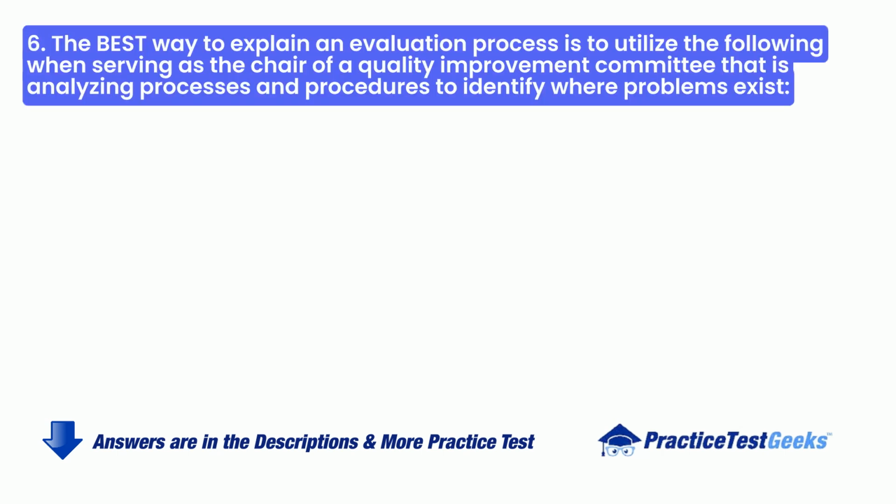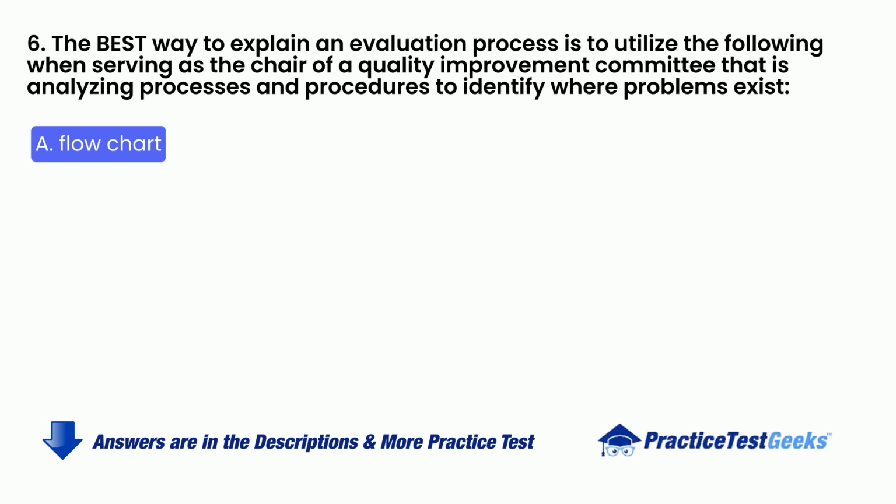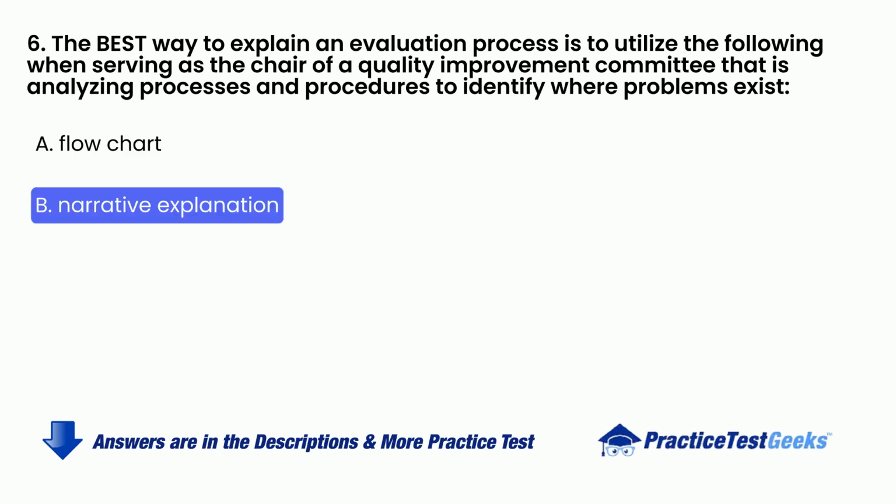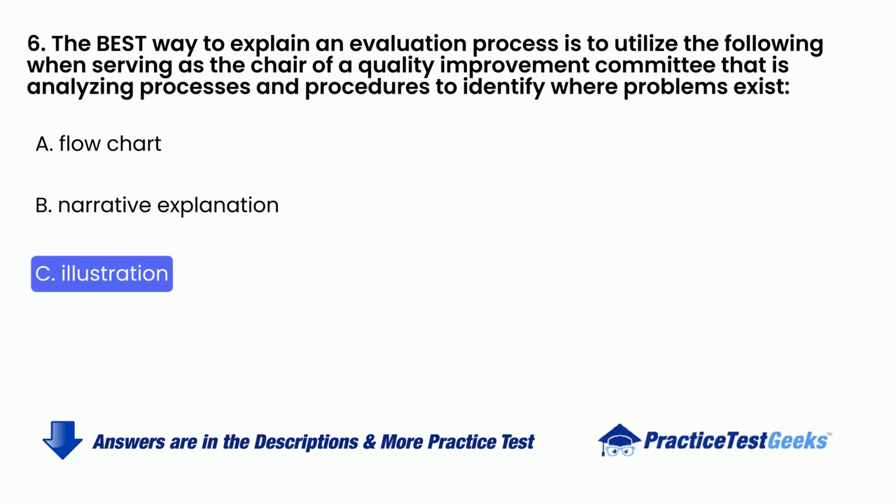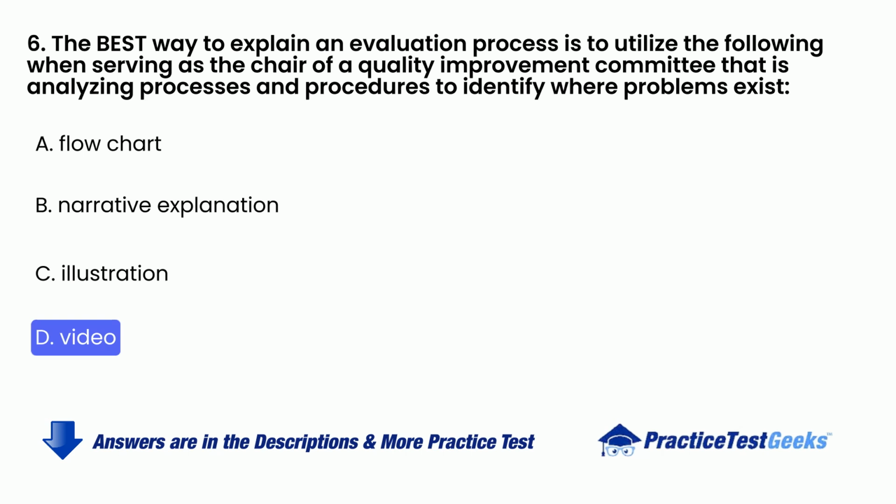The best way to explain an evaluation process is to utilize the following when serving as the chair of a quality improvement committee that is analyzing processes and procedures to identify where problems exist. A. Flow chart. B. Narrative explanation. C. Illustration. D. Video.